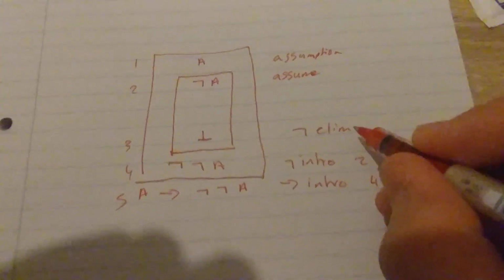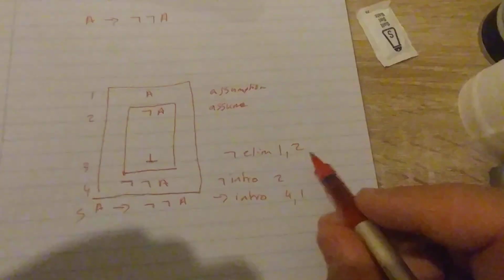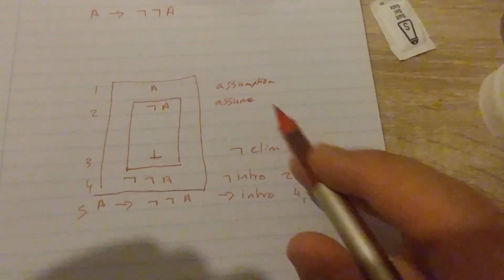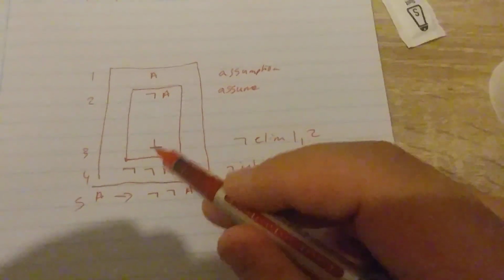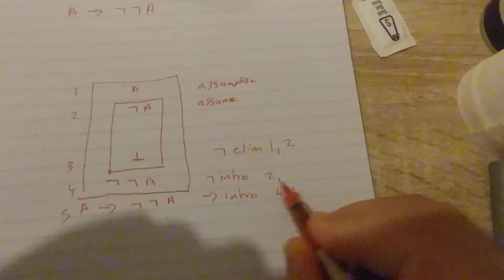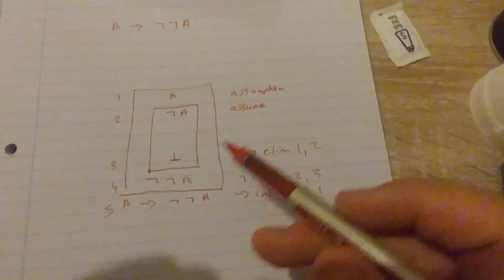And these assumptions work normally. Let me double check my notes. So this is an elimination from lines 1 and 2 because you're eliminating the contradiction there to produce this. So I'll just do it 1 and 2. And this is an introduction from lines 2 and 3. So you're introducing a contradiction here. So the not. So you have 2 and 3 there. And then based off line 4 and 1, you have that. So that's pretty much how you do a basic not.